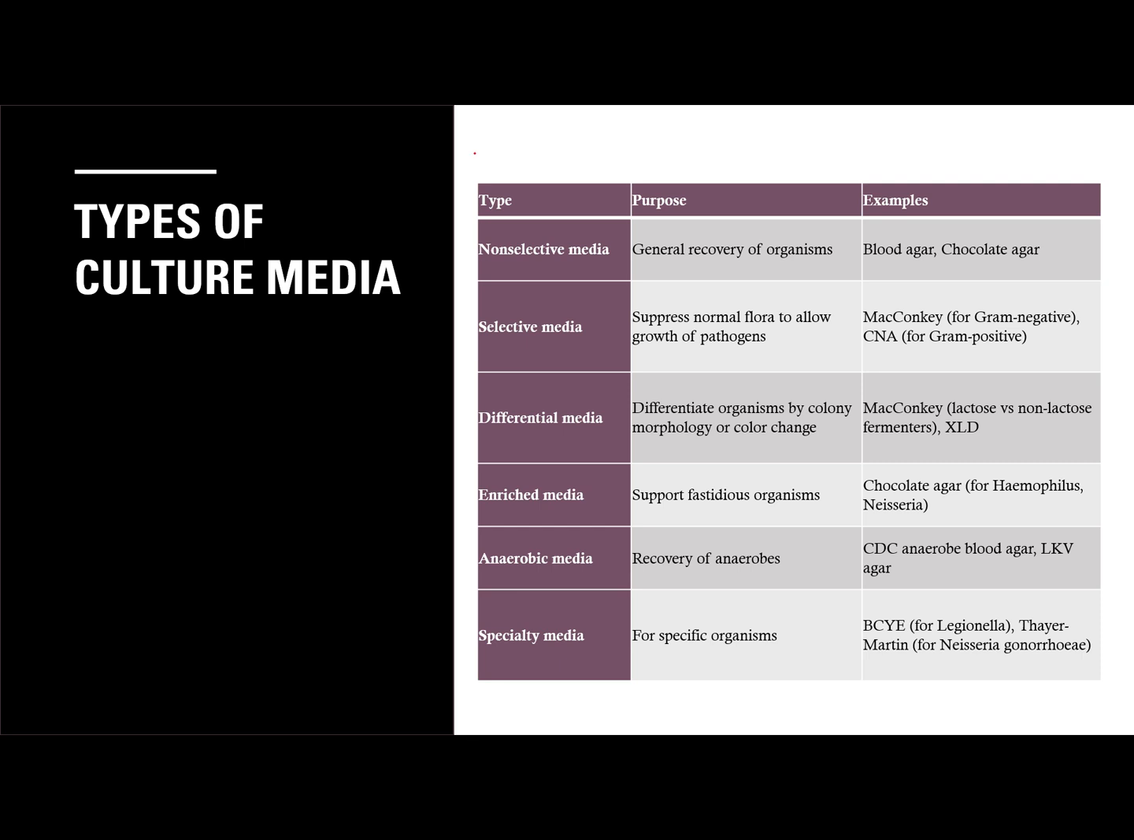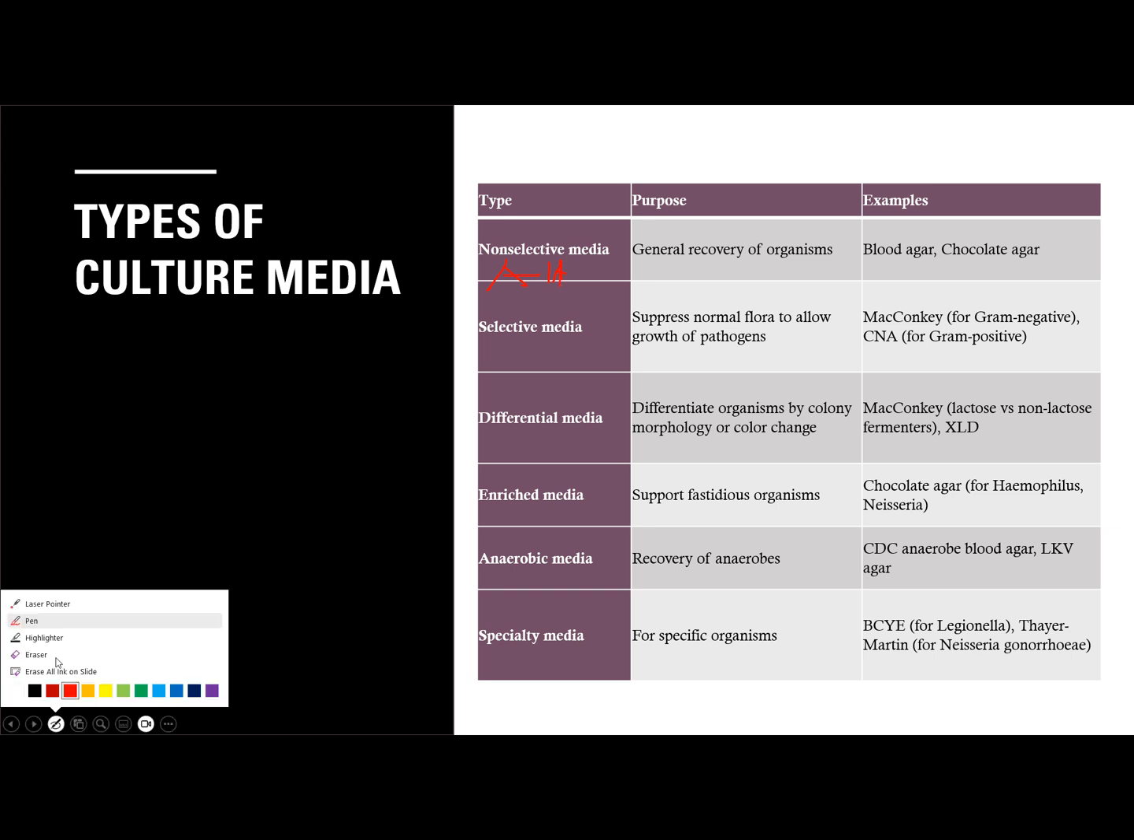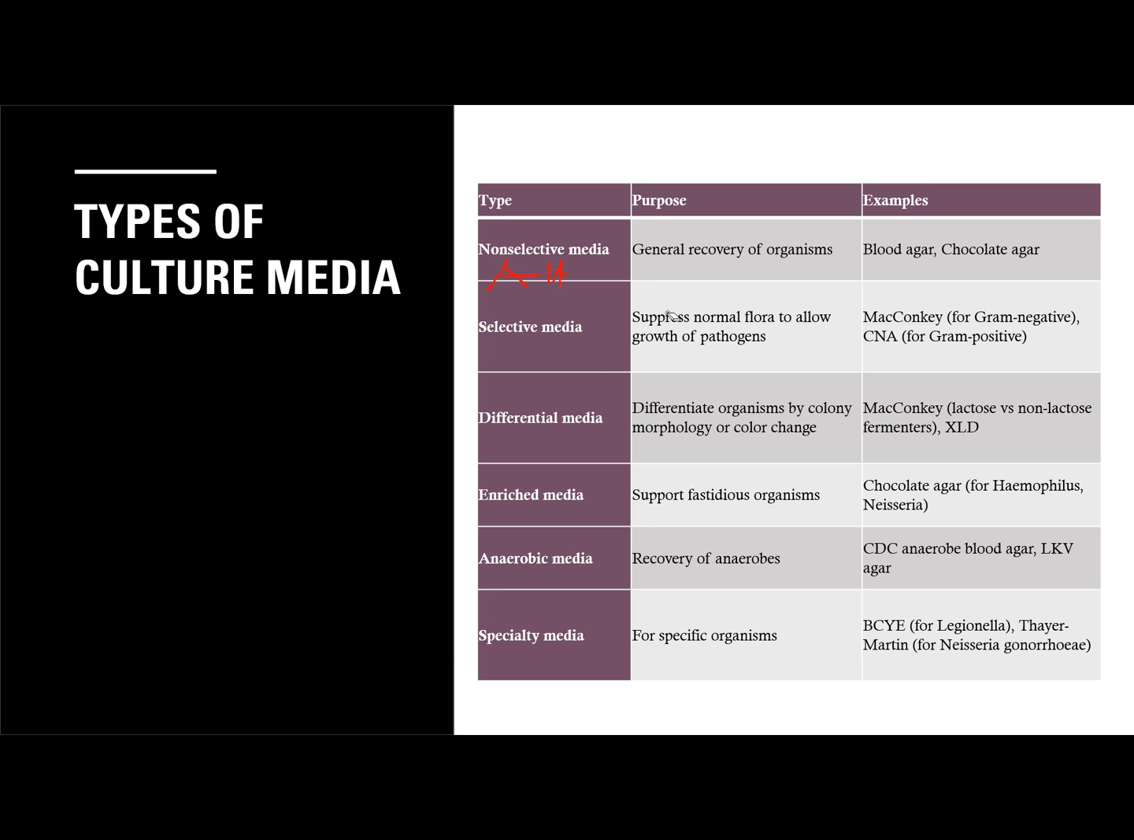Then these are the different types of culture media. So I'm going to go through them, class. Pag non-selective, what you need to remember here is non-selective siya, meaning it is meant for all. It does not select or discriminate against other bacteria. It grows every type of bacteria. It includes the blood agar media and the chocolate agar media.